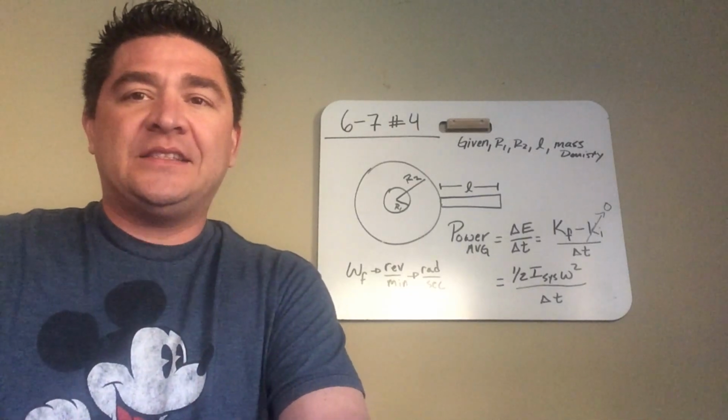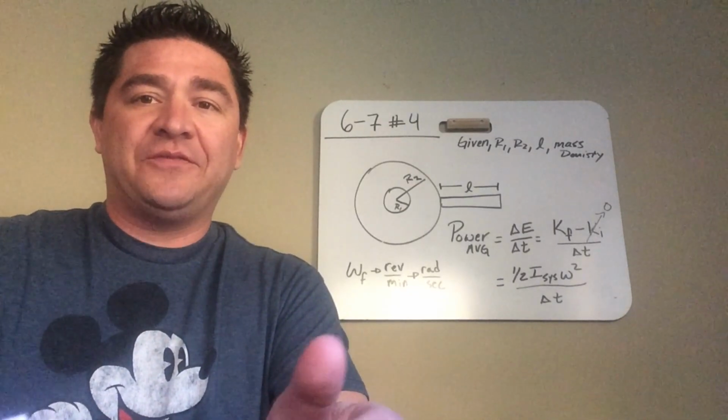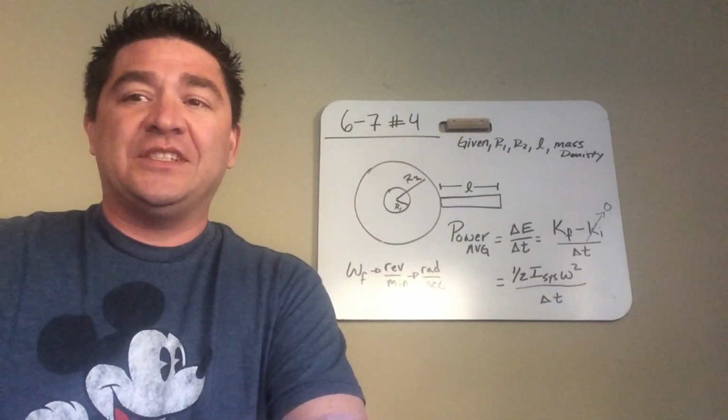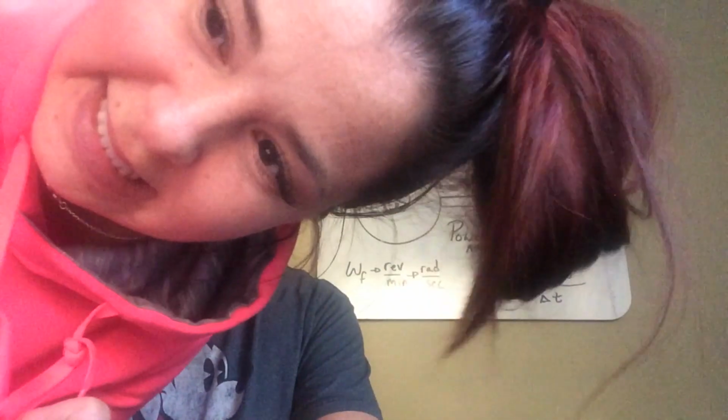All right. 6, 7, number 4. This one involves a weed whacker, which consists of Carol Baskin.